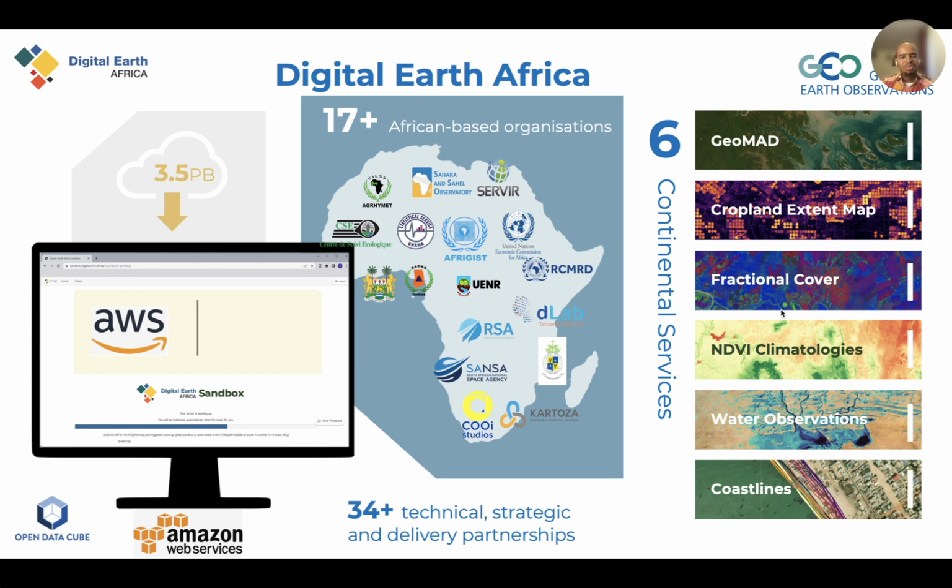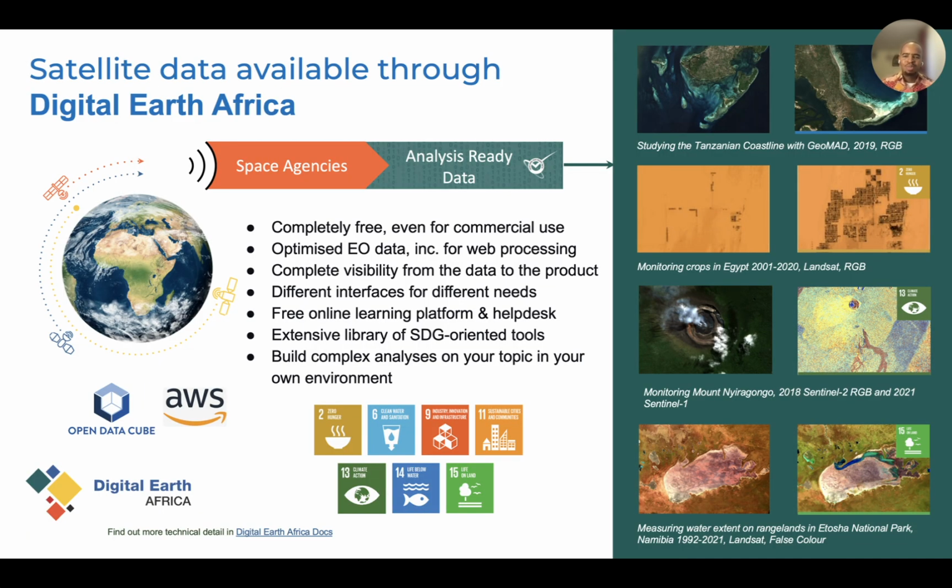Some of the continental services we have include cloud-free mosaics, geomad, cropland service, fractional cover, vegetation climatologies, water observation from space, and coastlines. Digital South Africa is providing satellite images in analysis-ready format from the European Space Agency. We have Sentinel-1 and 2, and from the USGS we have Landsat 5, 7, 8, and 9. All these imagery in analysis-ready format means that you don't need to download; you just go to get more information on the products, they are ready to use.